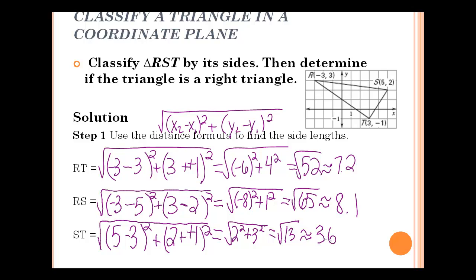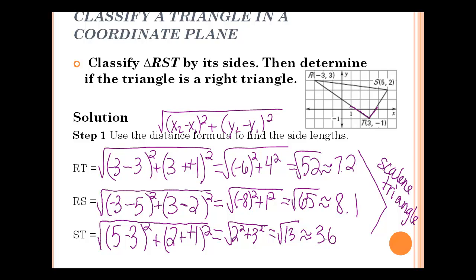Okay? So looking at this, if we're judging by side length, well, we've got all different side lengths. Since they're all different, this is definitely a scalene triangle. Now we're going to have to look to see if we have any right angles. And this angle kind of looks like a right angle to me.